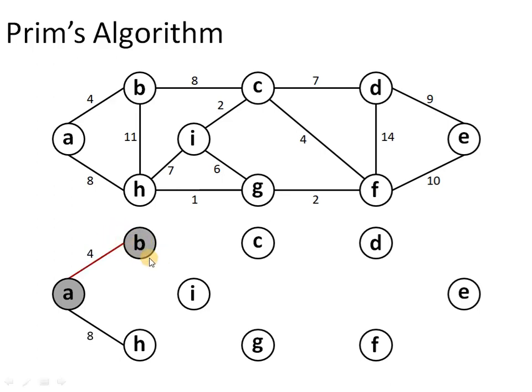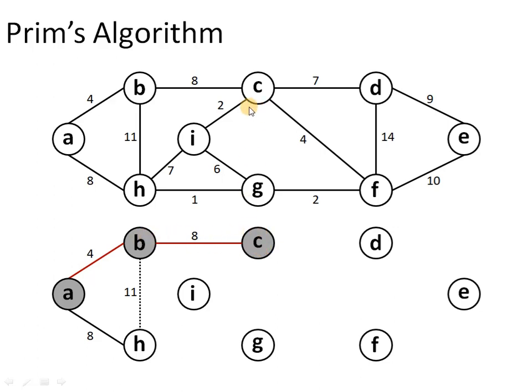Now from B we can reach H, but the weight value of this H comes out to be 11. But we can already reach H via weight value of 8. So there is no need to keep this H. Now from B we can reach C with a weight value of 8. So right now we cannot reach C otherwise, so we will keep this. So now we have to pick either vertex H via weight value 8 or vertex C via weight value 8. So we can pick either this or this. So let's say we have picked the vertex C via weight value of 8.